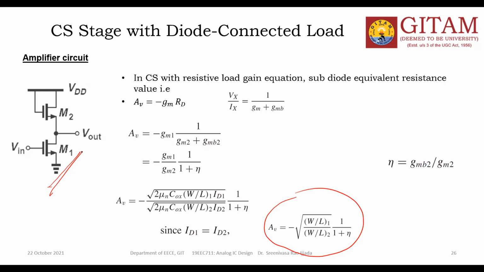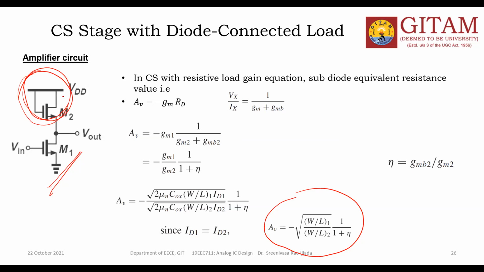What is the problem? First we will discuss one more thing. So what type of load is this? Diode connected load. Which element have you considered? NMOS. Why don't you replace this with a PMOS device? Yes, you can do that. This is an NMOS device. Why can't you use a PMOS device here?